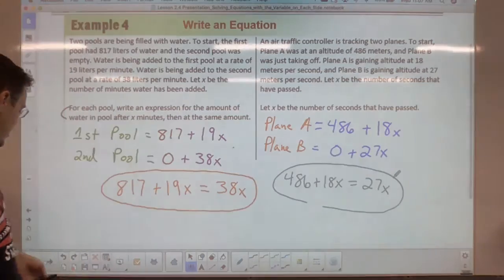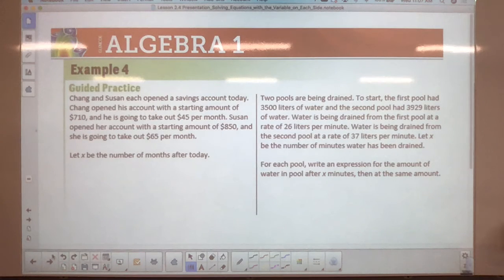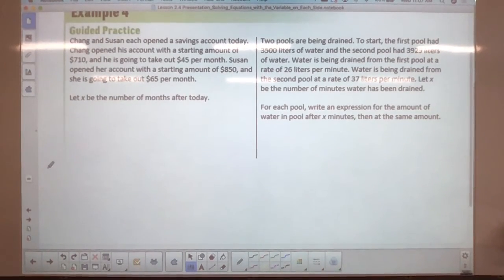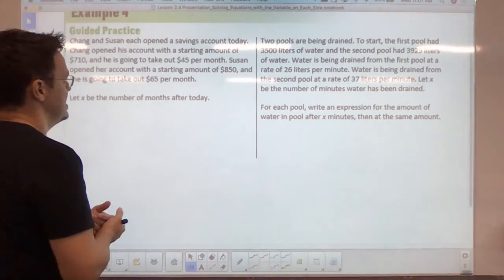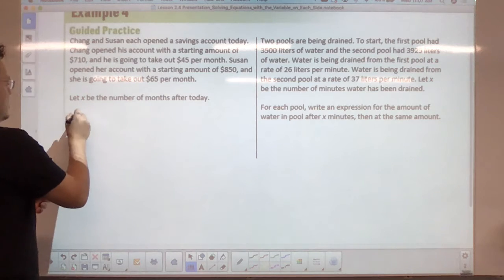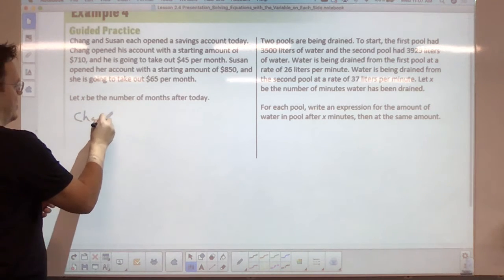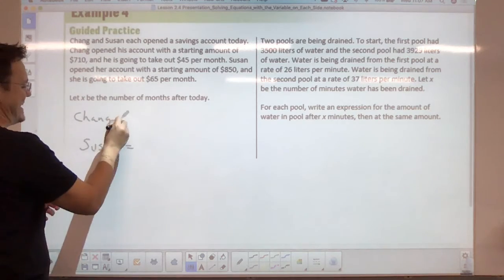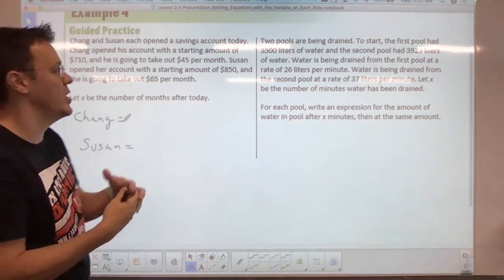All right, what I want you guys to do is figure these two out and answer these. Same thing, okay? Chang and Susan, we're not answering any of these yet, or simplifying, we're just writing the equation. Make sure you guys annotate each one. Simplify, make a key, all right? Make sure you know what you're writing out.